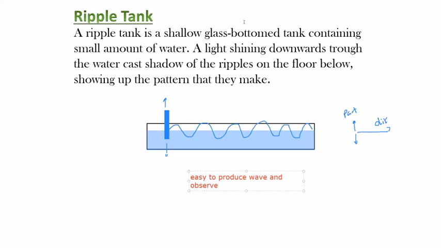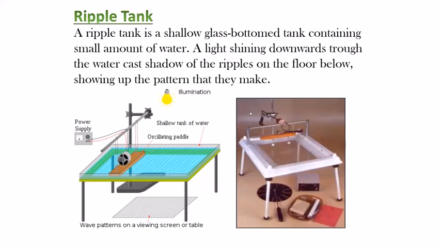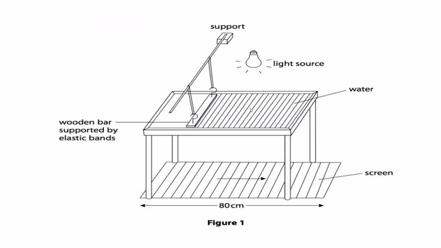So what is a ripple tank? A container which is filled with water, and you can produce the wave in the container. You call that a ripple tank. Another picture of the ripple tank. Here we have a wooden support or elastic band. Here is an object, and this object will move up and down. As this object moves up and down, it will produce water waves.